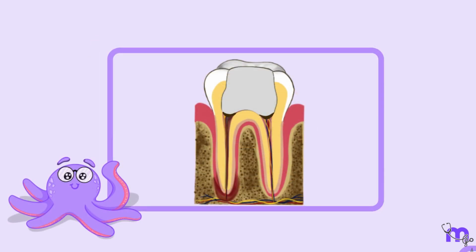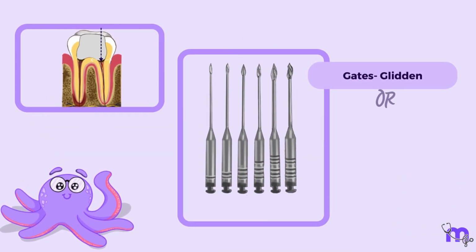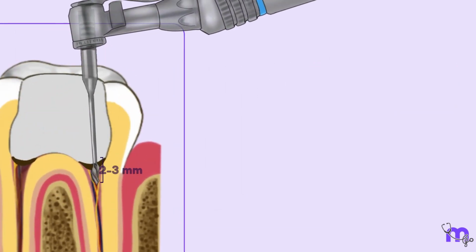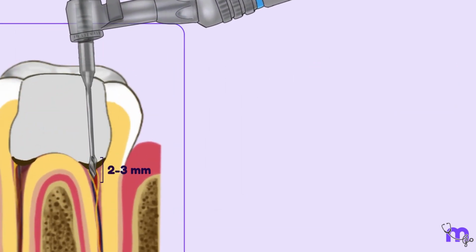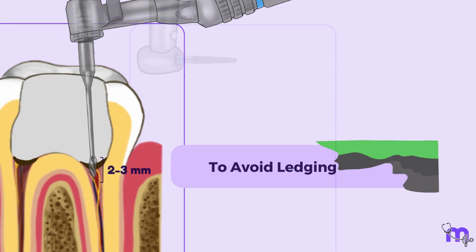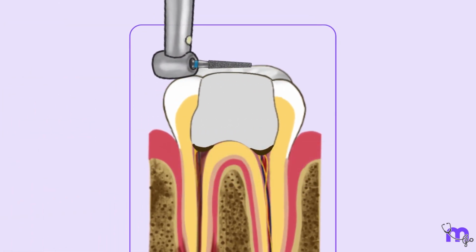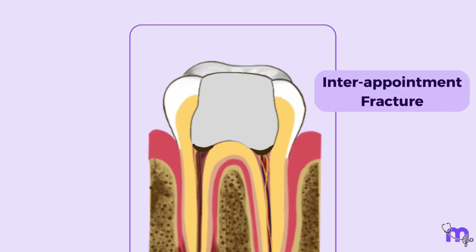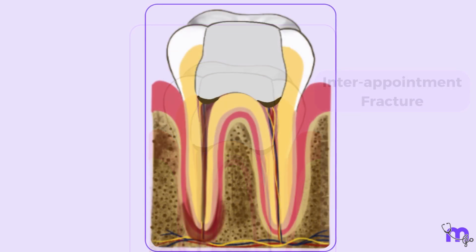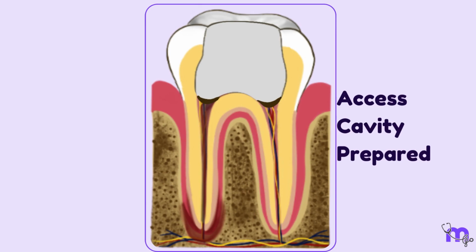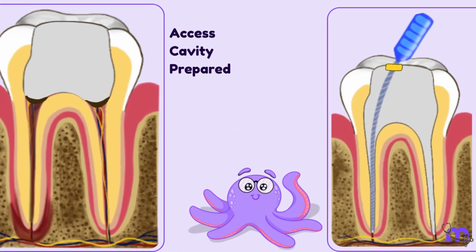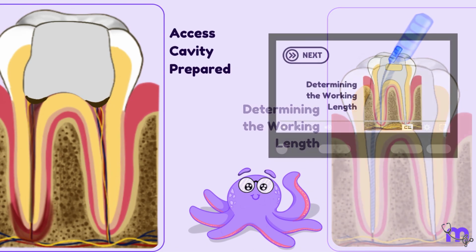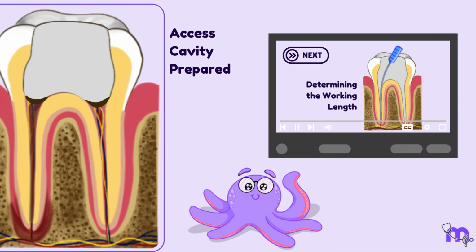After I had located the canals, to ensure a straight line access, I enlarged the orifices using Gates Glidden or rotary orifice openers. I only inserted these 2 to 3 millimeters into the canal to avoid ledging. I then reduced the tooth out of occlusion to prevent any inter-appointment fracture of the tooth. With the access cavity prepared, I now proceeded to the next step, that is, determining the working length. This will be discussed in another video.